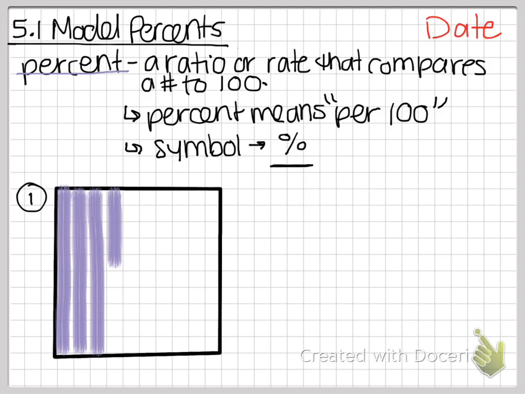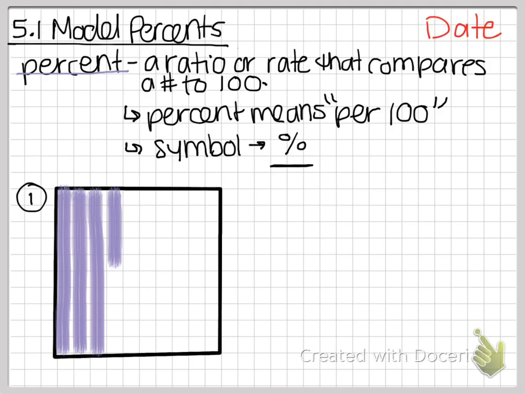We should get started. Alright, so for number 1, if you don't have a grid paper, just try to make it relative to size as possible. If you do, you should make a 10 by 10 grid so that way you have 100 squares inside. So that 100 squares represents the 100 that we're comparing it to. So for this lesson, we are simply going to use the model to write the ratio and then translate that ratio into a percent.